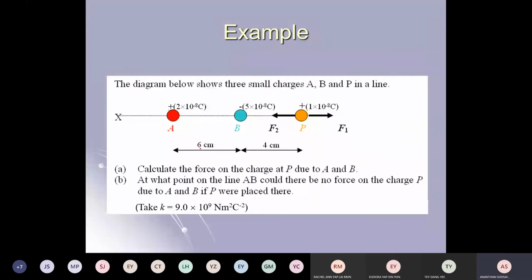At what point on the line of AB, along this line, could there be no force on the charge P? No force means no net force. The net force is 0. Find the point where there is no net force on charge P due to A and B if P were placed there. Tell me, where do you place the P along the AB, along this horizontal line, so that the net force experienced by the P is 0?